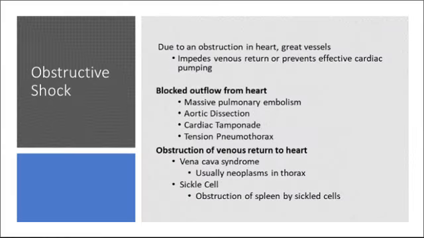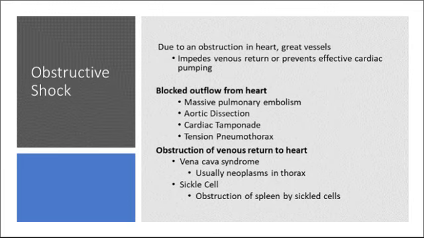Okay. Next is your obstructive shock. The third type of shock is due to an obstruction in the heart or great vessel. Anything that impedes venous return or prevents effective cardiac pumping. Obstructive. So I broke this up for you to help you. Blocked outflow from the heart: massive pulmonary embolus, aortic dissection, cardiac tamponade, tension pneumothorax. The blood cannot leave the heart. It's obstructive. Obstruction of venous return to the heart: vena cava syndrome, which is usually a neoplasm in the thorax, or sickle cell, obstruction of the spleen by sickle cells.